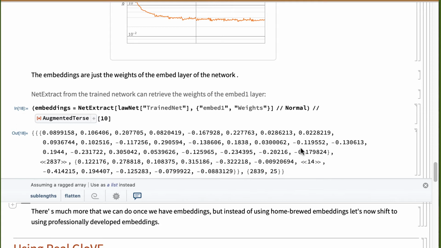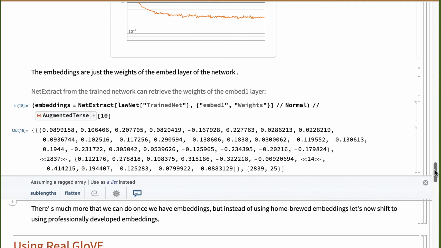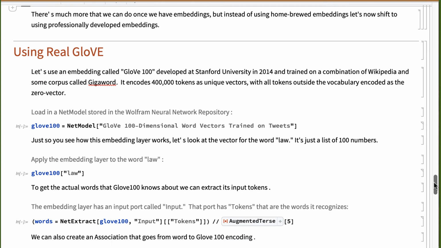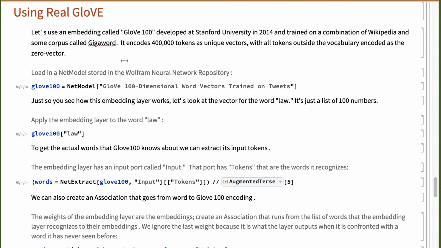All right, there is a lot we can do once we have embeddings, but instead of using my own homebrewed embeddings, I think it would be helpful to shift to professional embeddings, from people who spend hours, days on way more powerful computers with way more training data than I have and came up with some good embeddings. So we're going to use real GloVe.